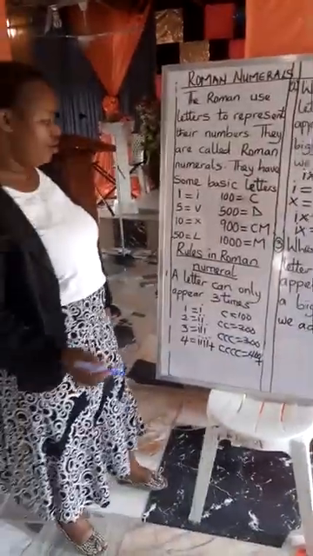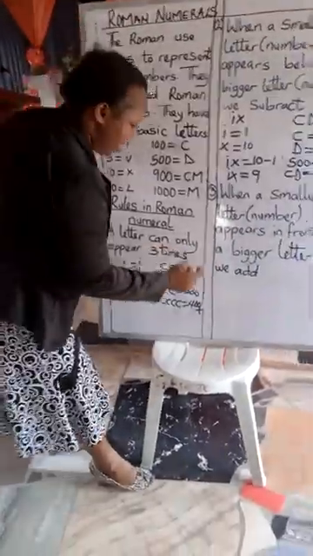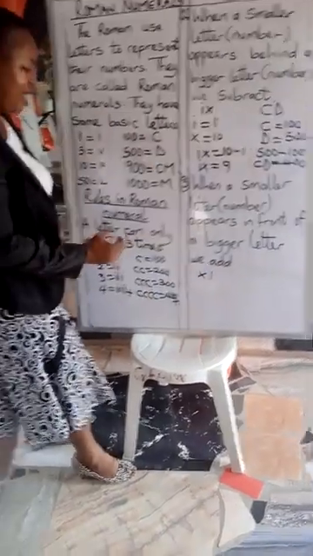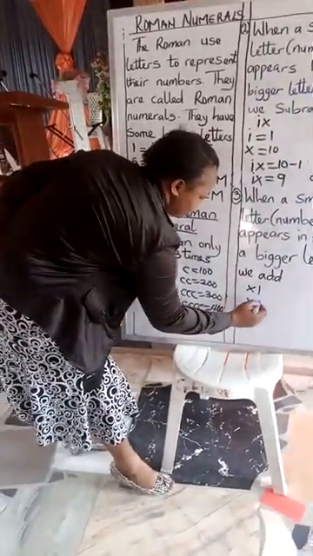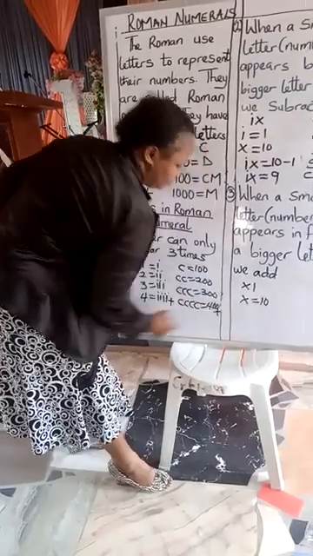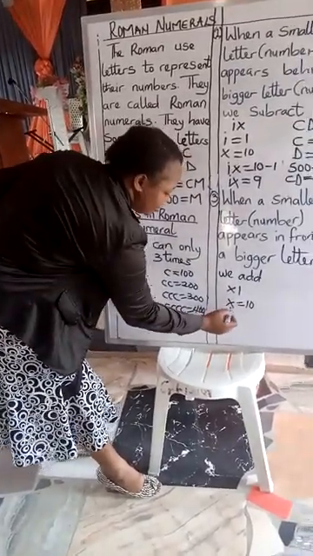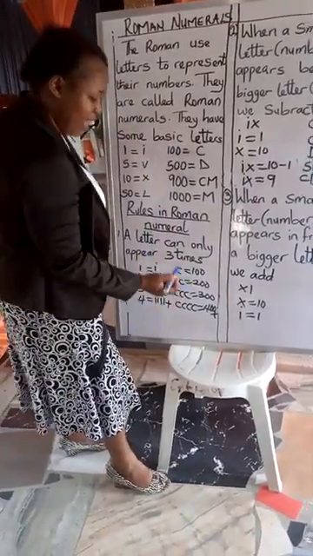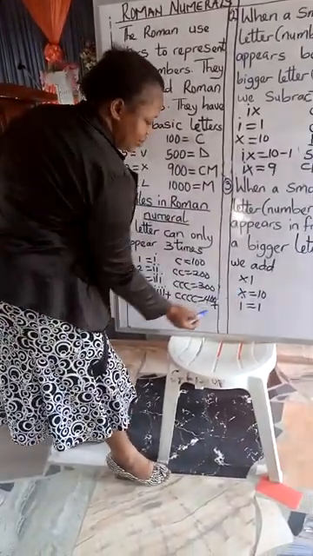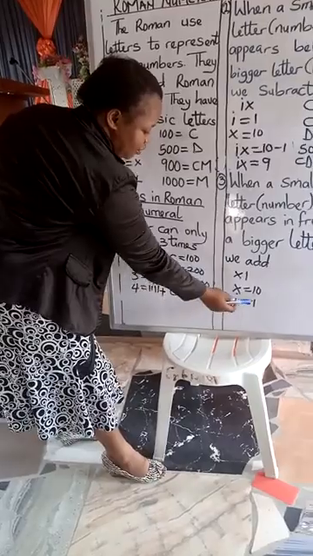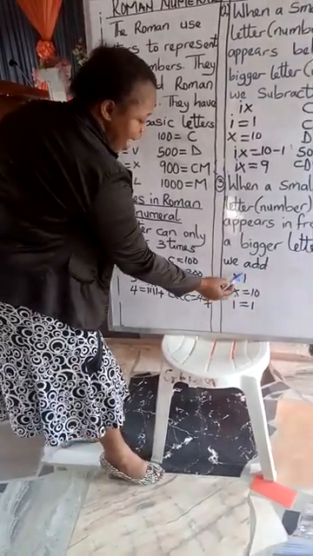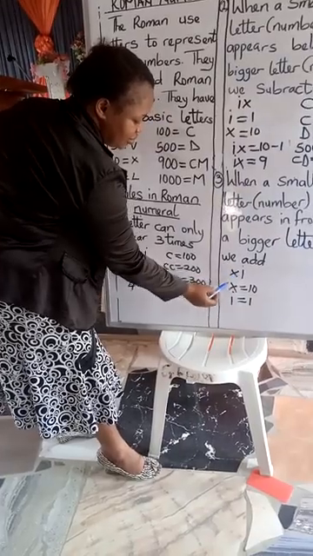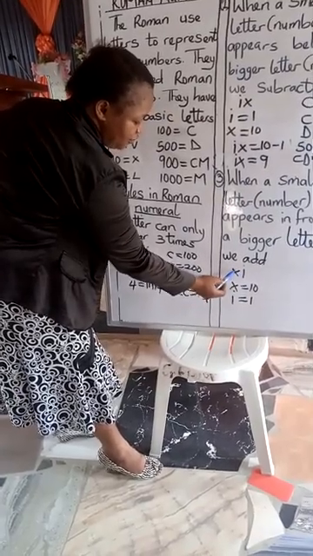And the third rule: when a smaller letter appears in front of a bigger letter, we add. For example, we have XI. What is XI? X is equal to 10. I is 1. Now, look at the 2 letters. This is X, which is 10. This is I, which is 1. And I appears in front of X.